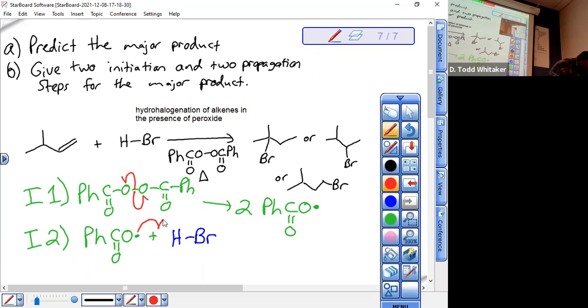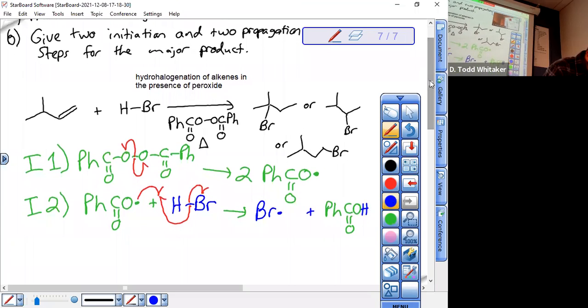After that, the propagation steps will give us more bromine radicals. So there's your bromine radical. Here's a side product. Not really necessary to show it, but here it is. You only made one of them. And the initiations are over. 2 propagation steps coming up.